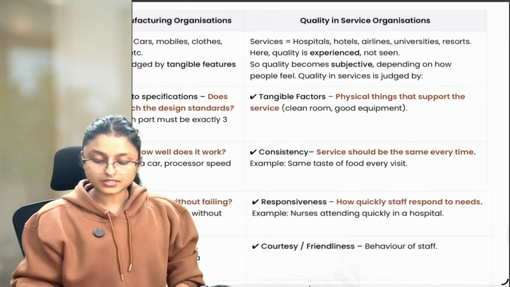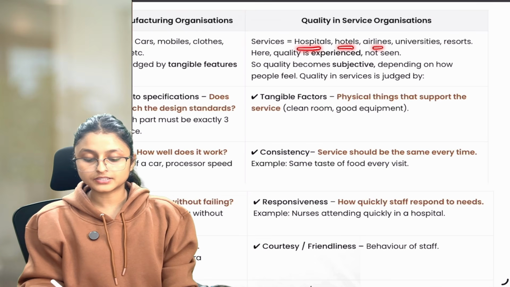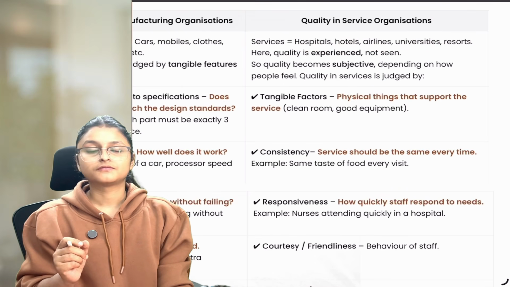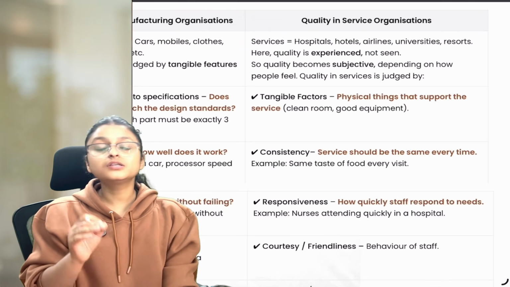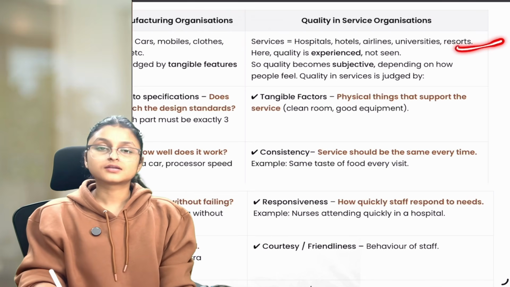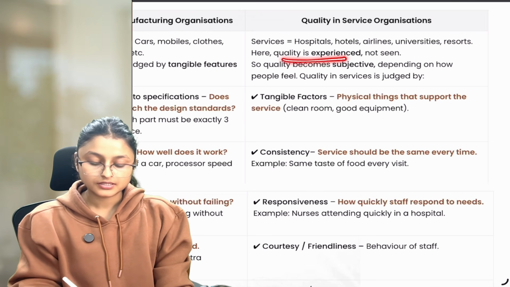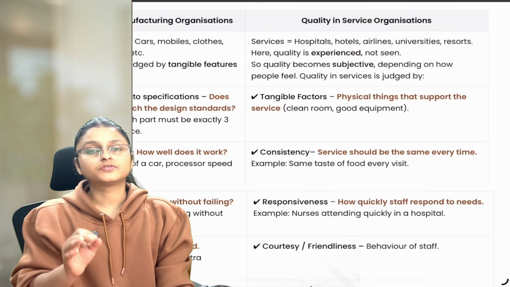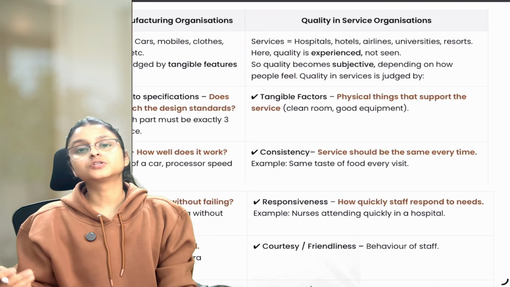Now, service organizations are providing you services: hospitals, hotels, airlines, universities, resorts. You are not going to get some product from them which you can own or which you can judge. You are going to experience something in their service organizations, and hence quality in a service organization is experienced and it is subjective. It depends on the person. It differs from customer to customer.